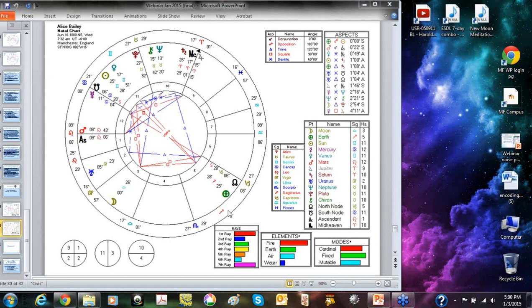Now I'm going to talk about her rays a little bit. Based on the information that I was able to get from the autobiography, I hypothesized that her rayological makeup was a Ray 2 soul, Ray 1 personality, Ray 5 mind, Ray 6 emotional, and Ray 7 physical.